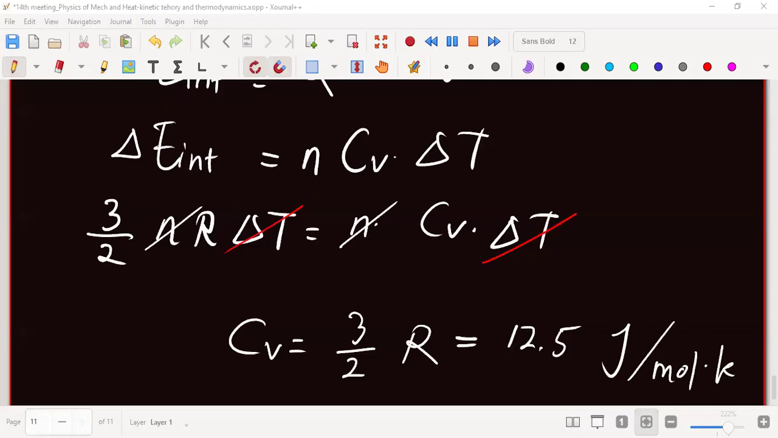Any questions for the specific heat at constant volume?